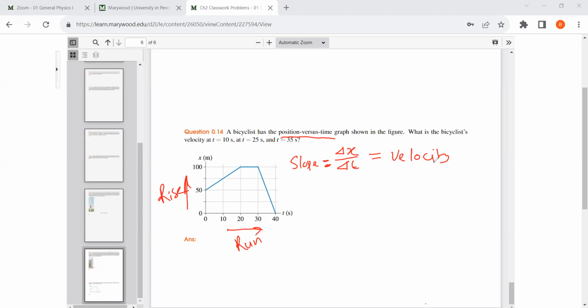On the other hand, if we have a velocity versus time graph, the slope of the velocity versus time graph is acceleration. Although I didn't set a problem about acceleration, the thing is very similar. All right, now let's try to calculate what it asks us to calculate.